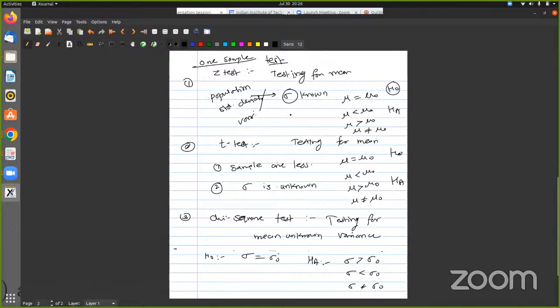In the z test, mean does not play any role, so it will be x bar minus mu upon sigma by square root n, which belongs to normal 0 1. This is when you use a larger number of samples, like 30 samples or something.